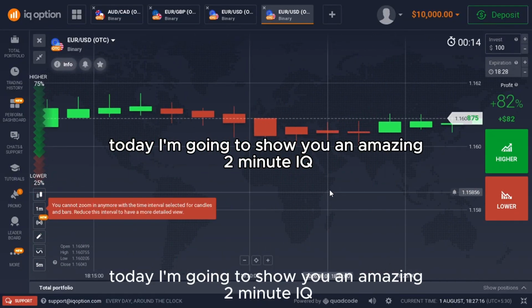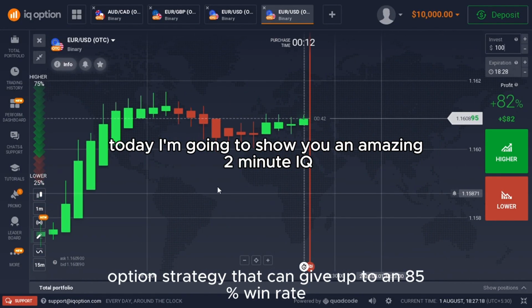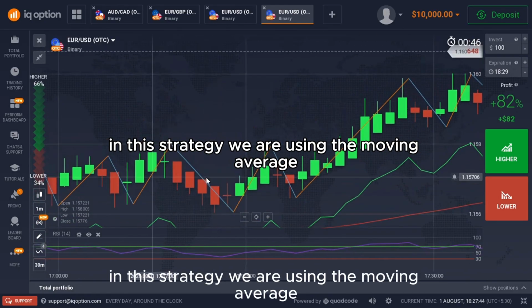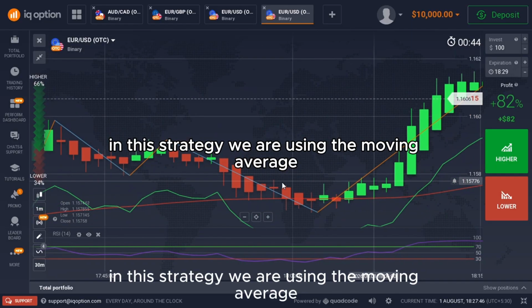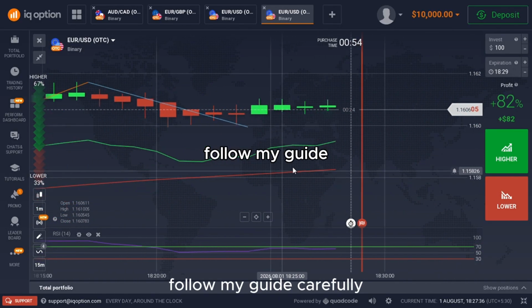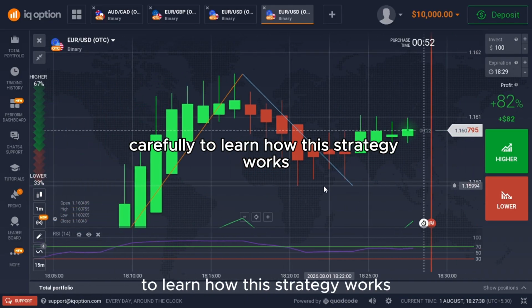Today, I'm going to show you an amazing 2-minute IQ Option strategy that can give up to an 85% win rate. In this strategy, we are using the moving average, zigzag, super trend, and RSI indicators. Follow my guide carefully to learn how this strategy works.